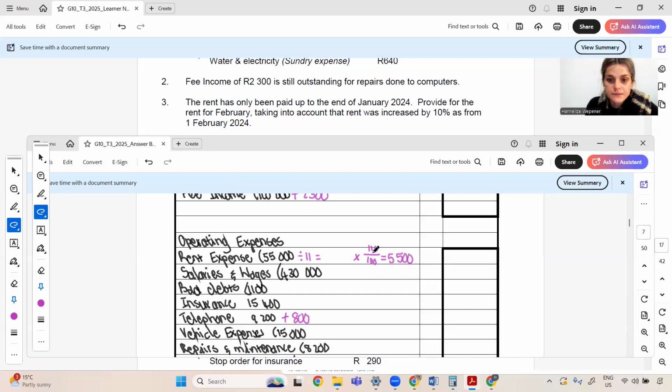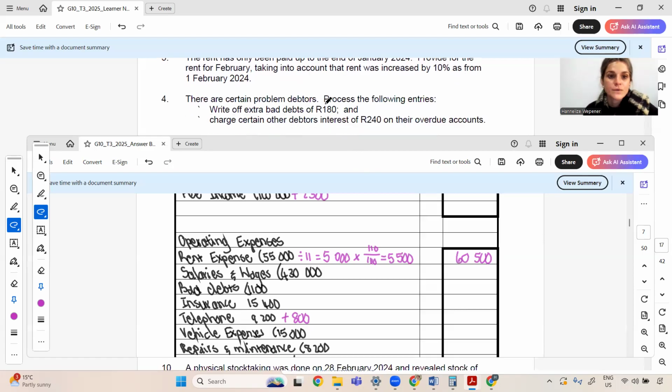Let me just write this one here as well. So this was 5,000. There we go. Okay, so your rent expense wasn't actually 5,500. You are missing 1 month. So you need to add this. So you're on 60,500. So you're 55 plus Feb.